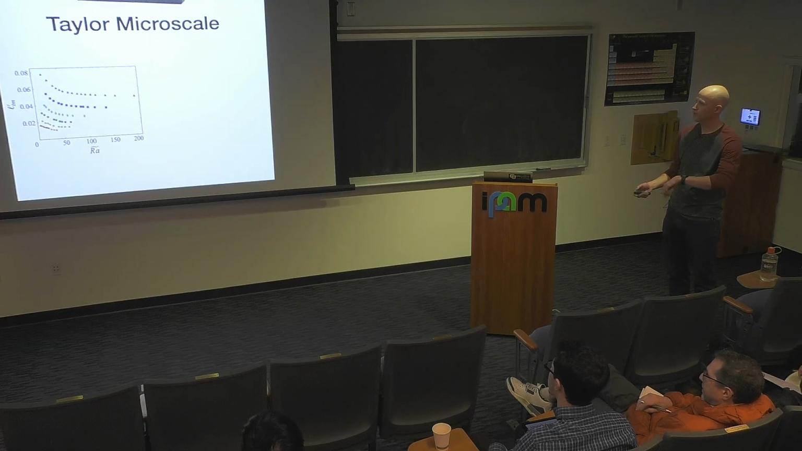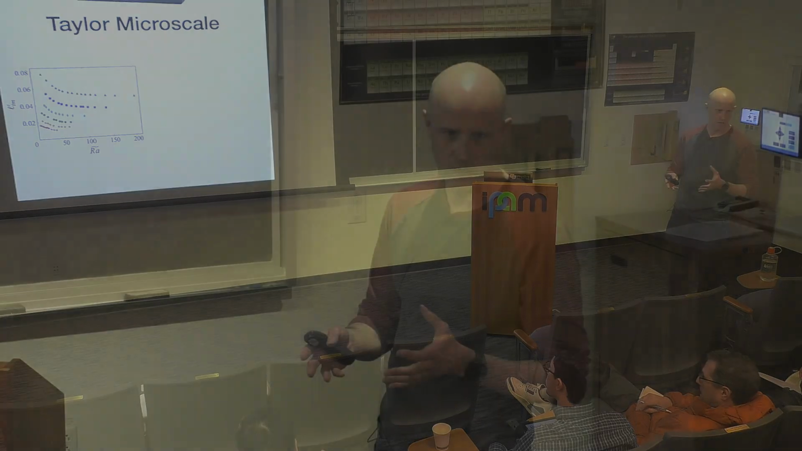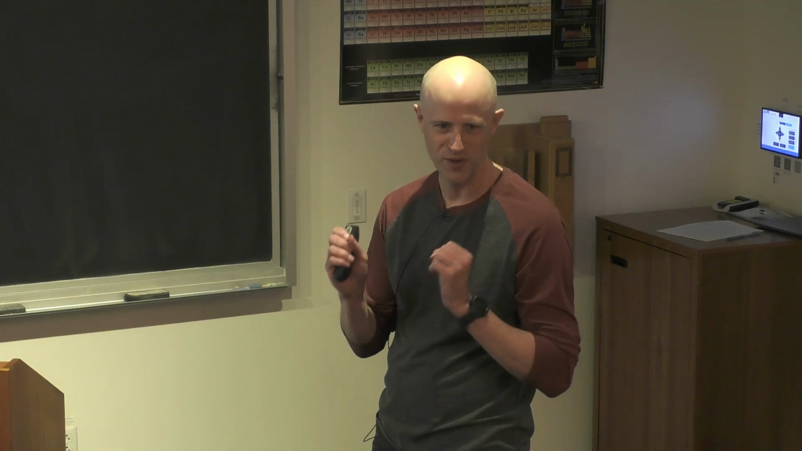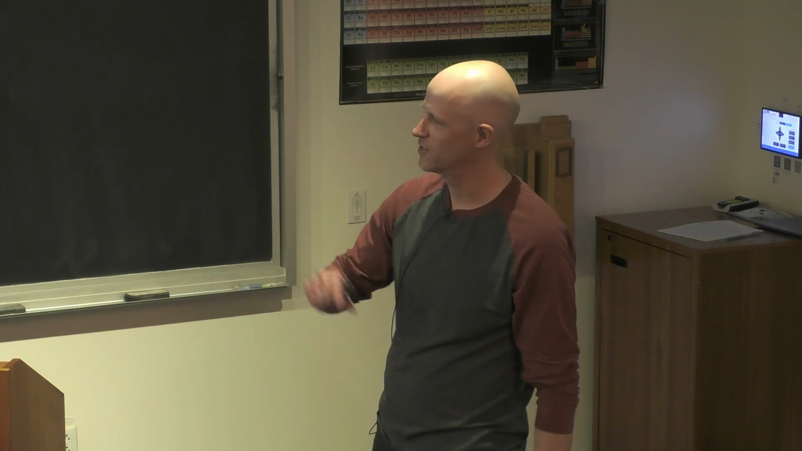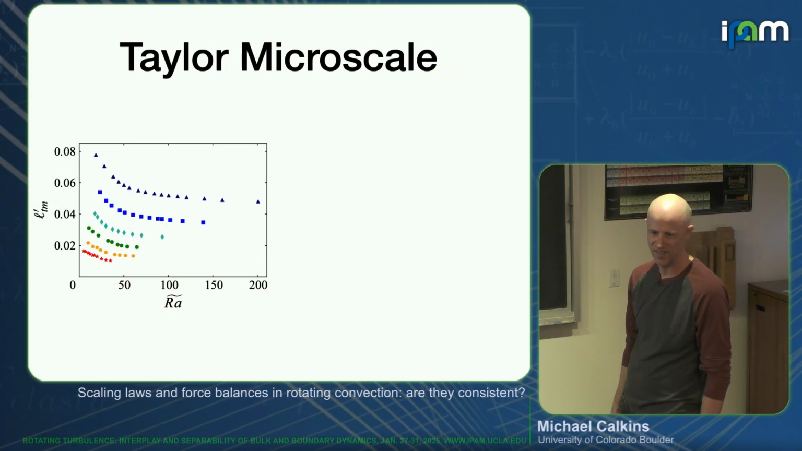Okay. So we did the same thing with the sphere. We went hog wild with all the length scales we could possibly compute in order to see how they scaled. So, Taylor microscale. This is the dissipation scale.